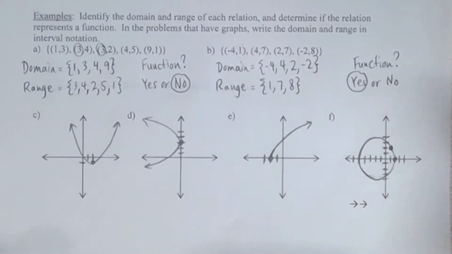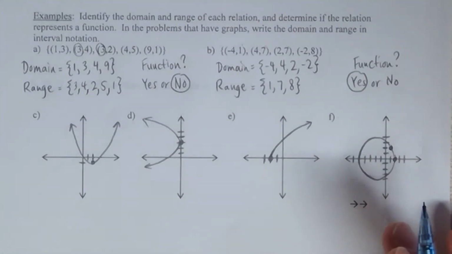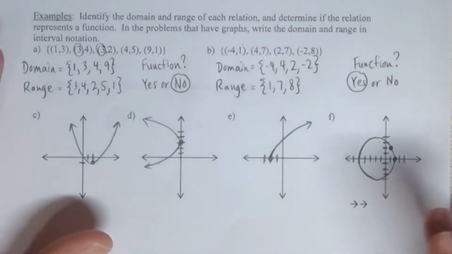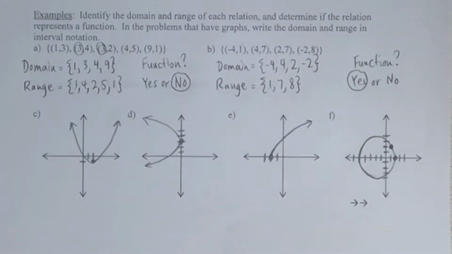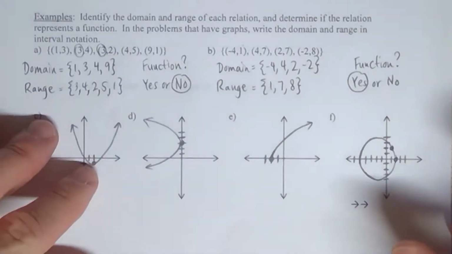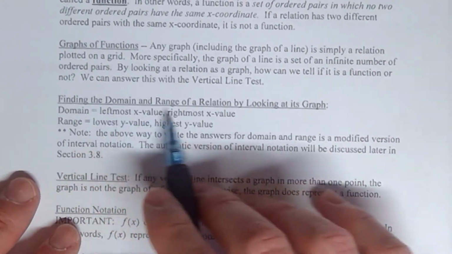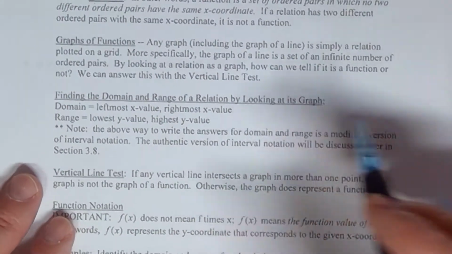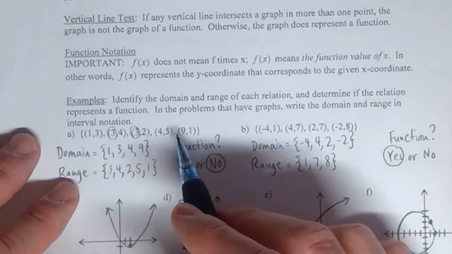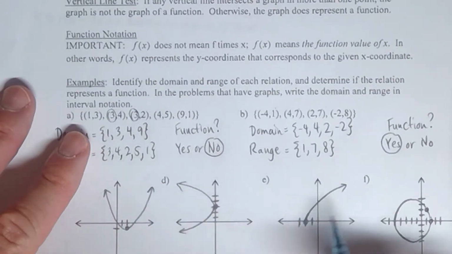When you have a graph like that, and I'll never ask you to do one of these problems unless it was like that, continuous, what happens is that you just need to know 2 numbers for the domain and 2 numbers for the range. Let me show you what those numbers are. Up here it says finding the domain and range of a relation by looking at its graph. That's what we're doing right now, right? We're not looking at the small little set of ordered pairs. We already did those 2 problems. We're looking at the graph now.